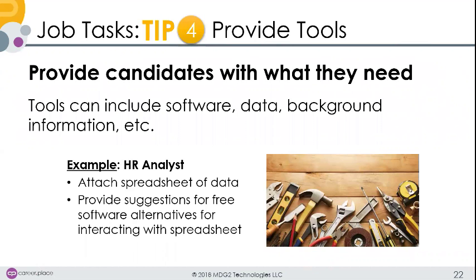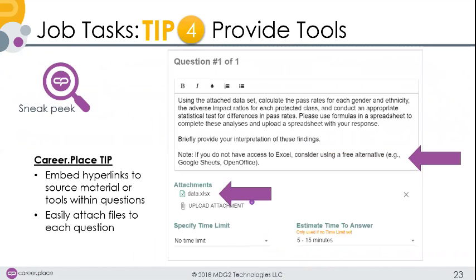For example, if a calculator is required, you don't need to provide one, as nearly all modern computer devices have a calculator as part of the software package. Again, popping back into the career.place app, we can provide tools via attachments. For this particular question, we need to attach a data set, and we can do so here. But that data set is in a Microsoft Excel format, and we've also provided candidates with free alternatives if a candidate does not have access to those programs.